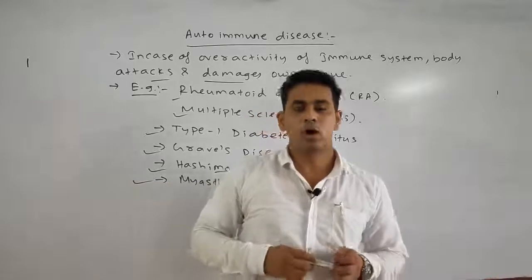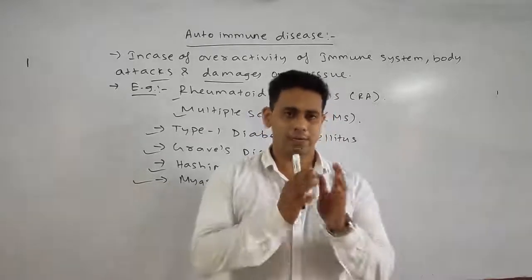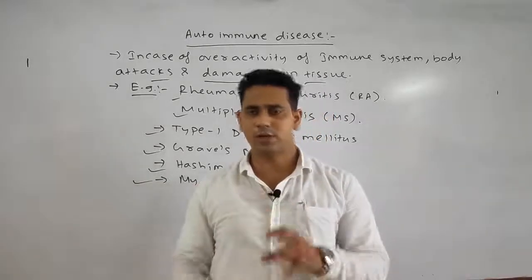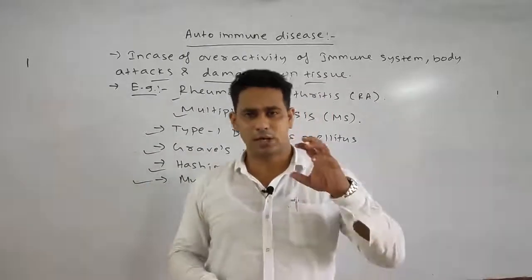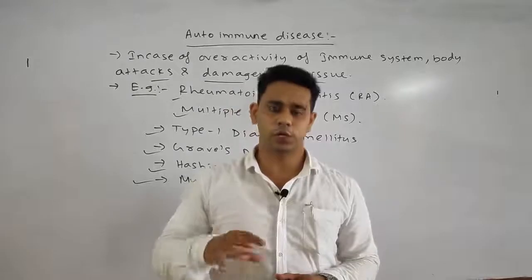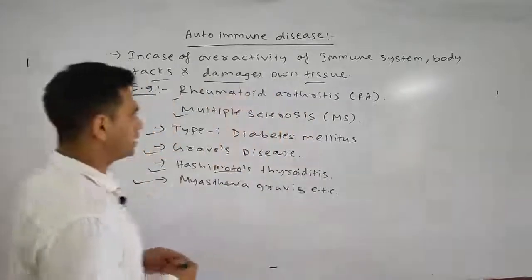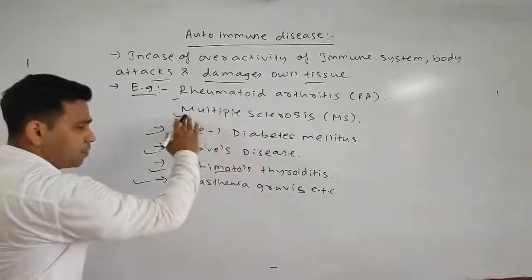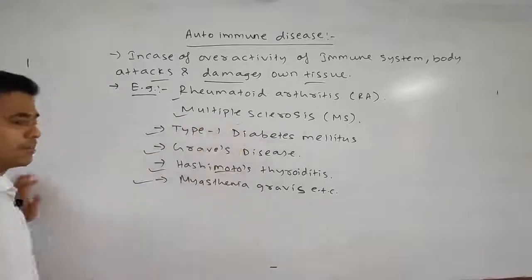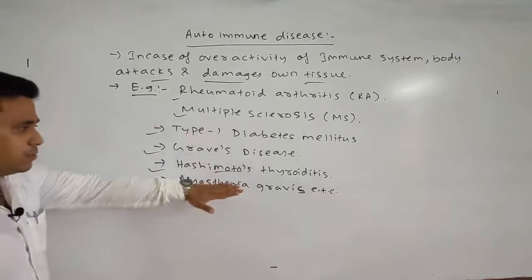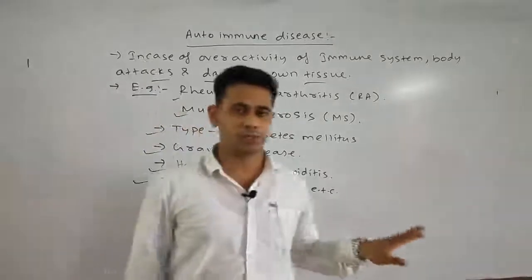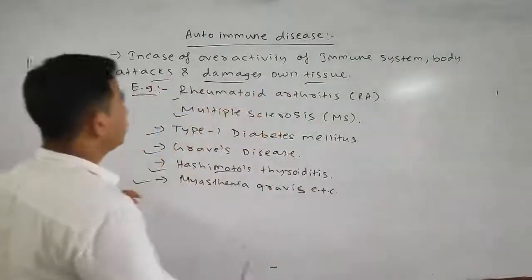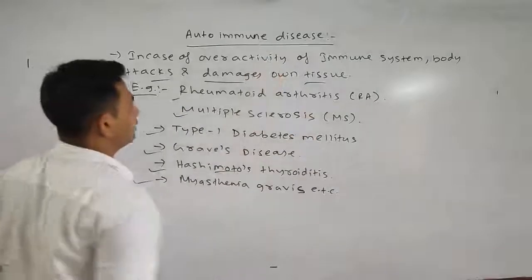Okay, so autoimmune disorder means overactivity of the immune system in which our own body's immune system attacks or damages the body's own tissue. There are various examples such as rheumatoid arthritis, multiple sclerosis, type 1 diabetes mellitus, Graves' disease, Hashimoto's thyroiditis, and the last one is myasthenia gravis. Okay, please note down, this is all about autoimmune disease.